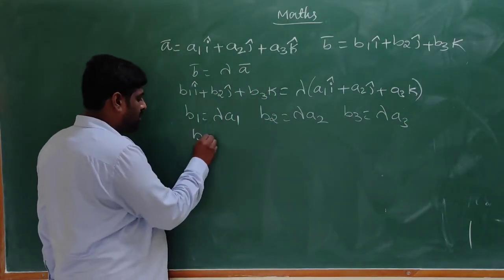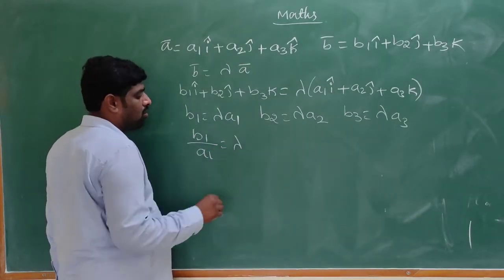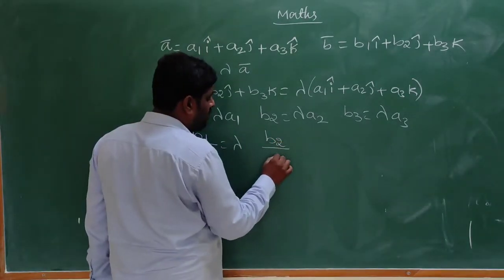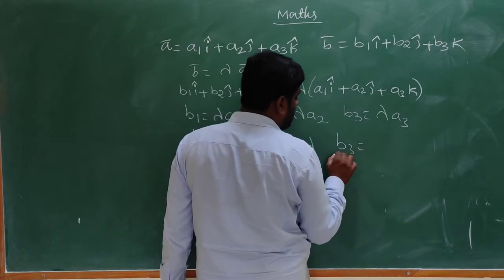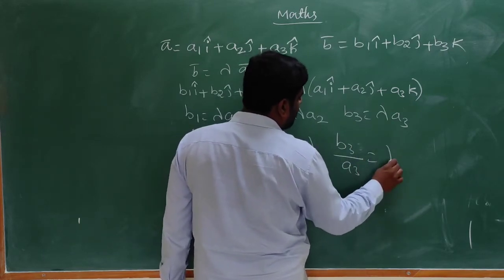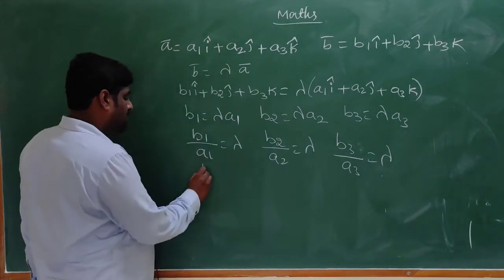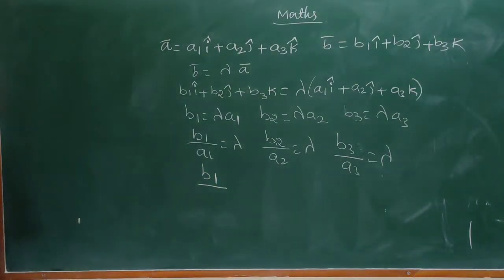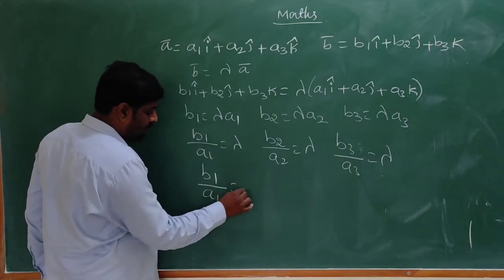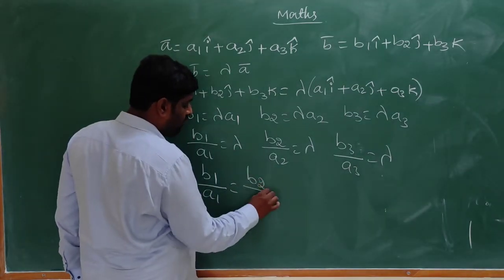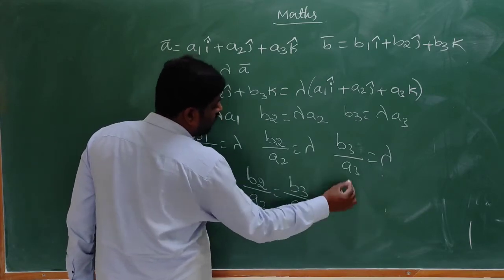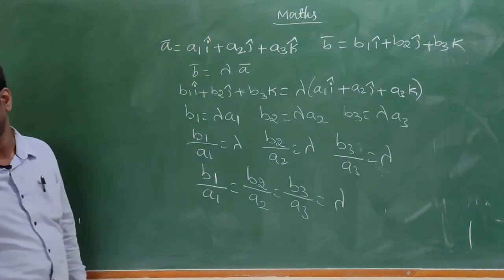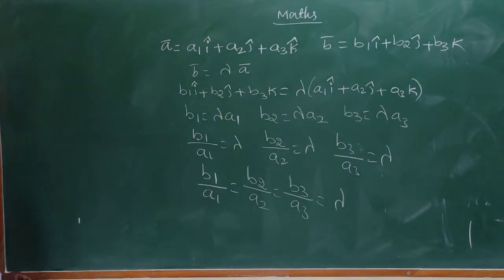That means b1 divided by a1 is equal to lambda, b2 divided by a2 is equal to lambda, and b3 divided by a3 is equal to lambda. So b1 divided by a1 is equal to b2 divided by a2 is equal to b3 divided by a3 is equal to lambda. This is the collinear condition.